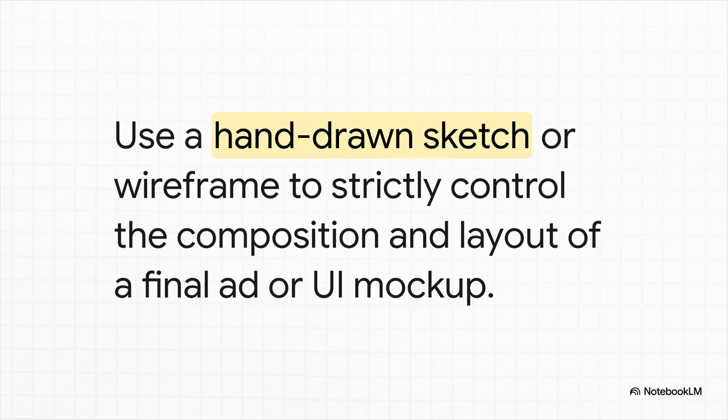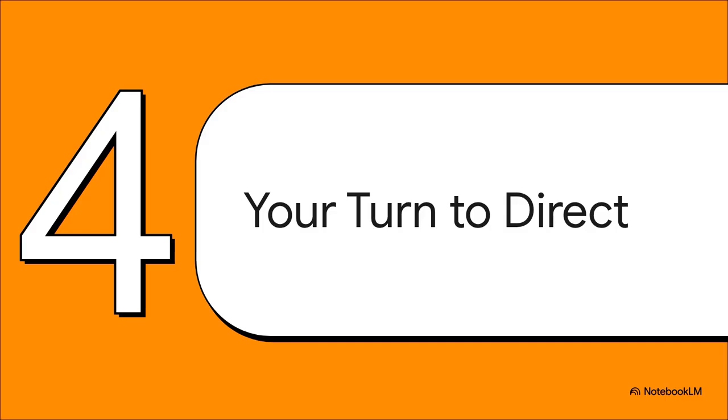And for all the designers out there, this one is for you. Structural control. This means you can literally draw a rough sketch on a napkin or create a simple wireframe, upload it, and tell the AI to use it as a blueprint. It will put the text, the images, the buttons exactly where you told it to. You're basically going from a super rough concept to a polished, high-res mockup in a single step. It's incredible.